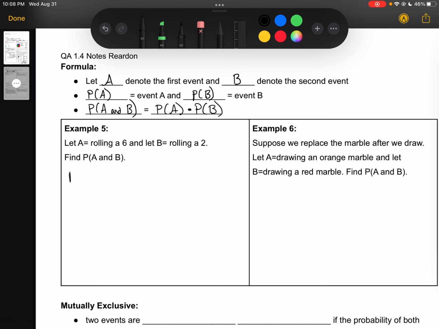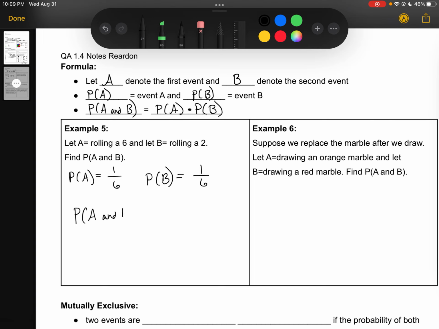So if we go back to our example of rolling a die, the probability of A, which is rolling a 6, well, we have 6 sides of a die. Only one of those 6 sides is a 6, so that's 1 out of 6. The probability of B of rolling a 2, again, 6 sides of a die. Only one of those sides is a 2, so it's 1 out of 6. They're independent. The first one doesn't affect the probability of the second one.